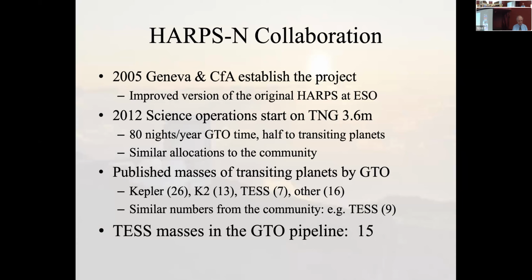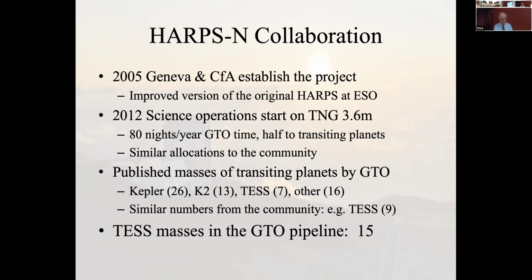We have published masses of transiting planets by the collaboration itself with guaranteed time. A lot of this dates back, transiting planets before TESS: 26 masses for Kepler, 13 for K2, 7 so far, and 16 other sources of transiting planets. And there's a similar number from the community. We get 80 nights a year with GTO time, and altogether about half of the time on the TNG, the Telescopio Nazionale Galileo, is dedicated to observations with HARPS North.